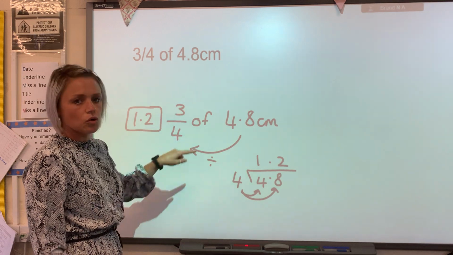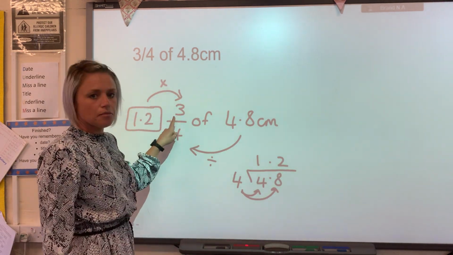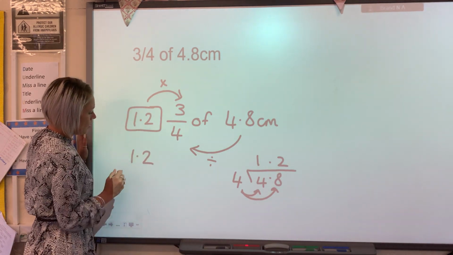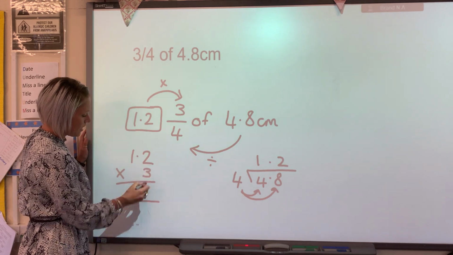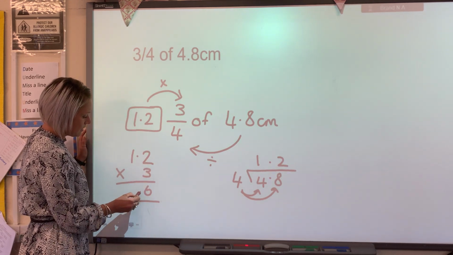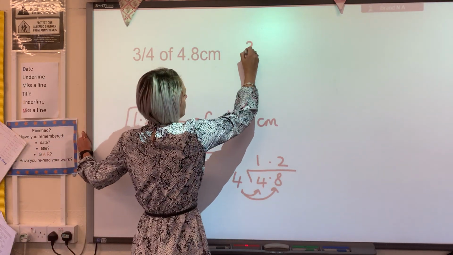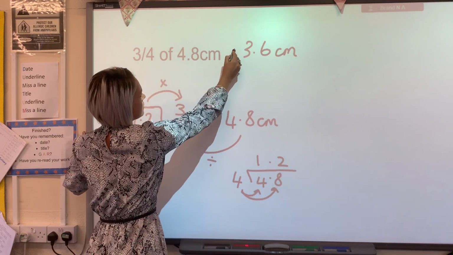Okay, so I've divided by the bottom, so I've found 1/4, but I've now got to find 3/4. So I've now got to multiply my answer by 3. So if you can't do that in your head, do it as a sum. 1.2 multiplied by 3. 3 times 2 is 6. Decimal, 1 times 3 is 3. So it'd be 3.6. Don't forget your units, centimetres.